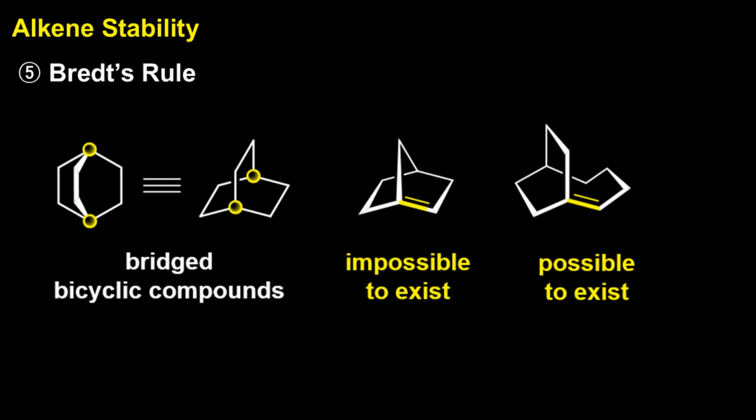But on the right, we've got a larger ring system, and now the bridgehead carbon can support a double bond. There's enough room for the p orbitals to line up properly so the pi bond can form without distorting the structure. Just keep this in mind, double bonds at bridgeheads only work when the rings are big enough. Otherwise, you're violating Bredt's rule, and the molecule just won't hold up.